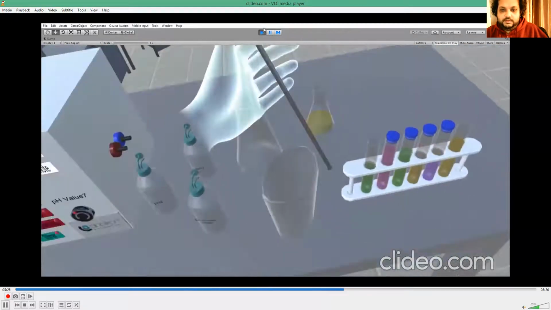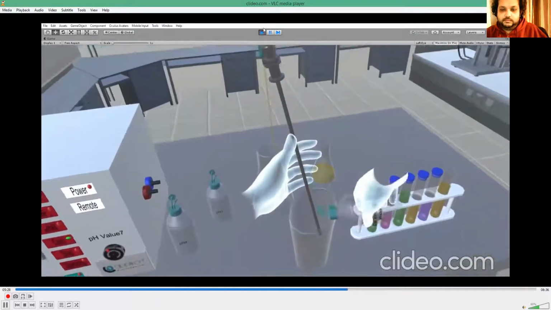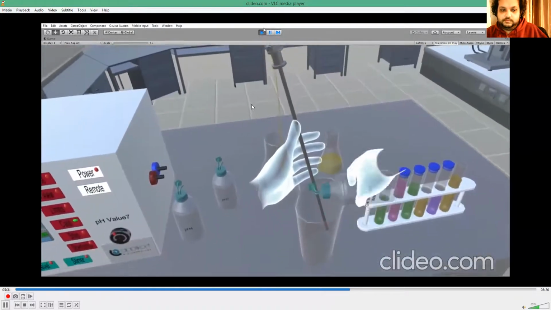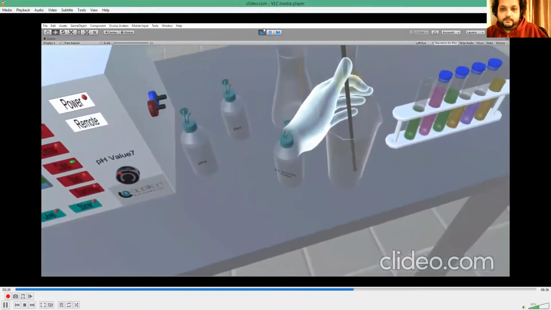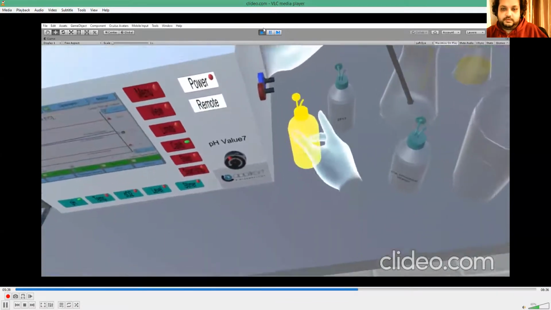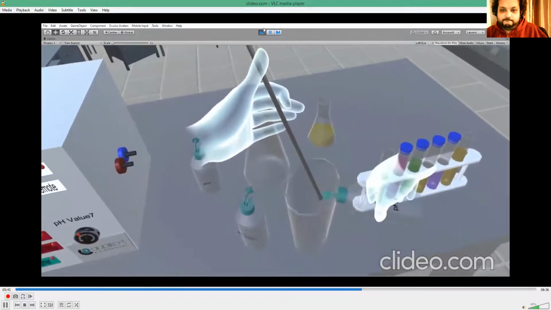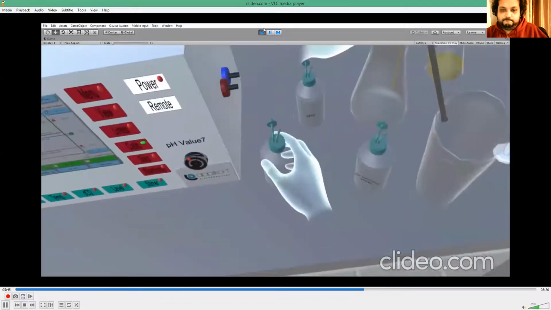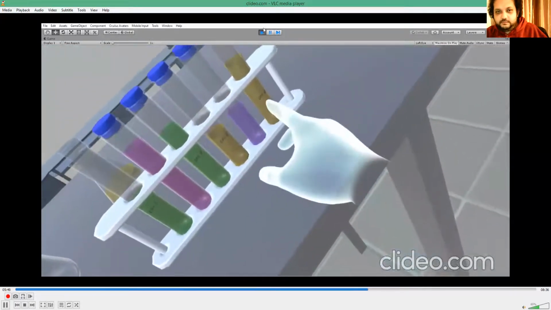And afterwards, he is washing it with the deionized water again. Now it has to be washed with the pH 4 buffer. And this is the pH 4.